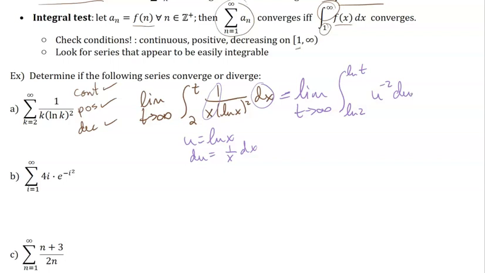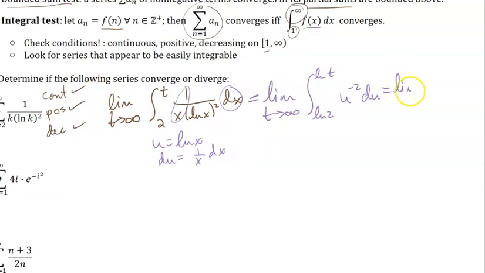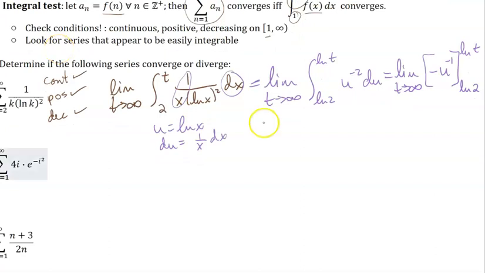Okay, now I can use the power rule, and I get the limit as t approaches infinity, and then the antiderivative of u to the negative second is going to be negative u to the negative first, evaluated from natural log 2 to natural log of t. And then using equal signs and correct notation throughout, because we're using complete statements, we then have the limit as t approaches infinity of negative 1 over natural log of t minus negative 1, so plus 1 over natural log of 2.